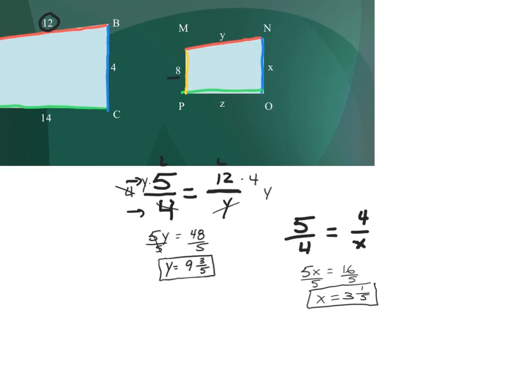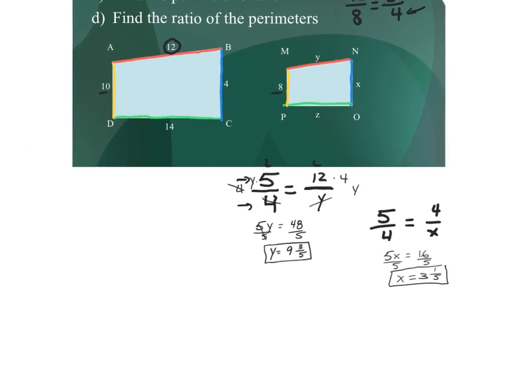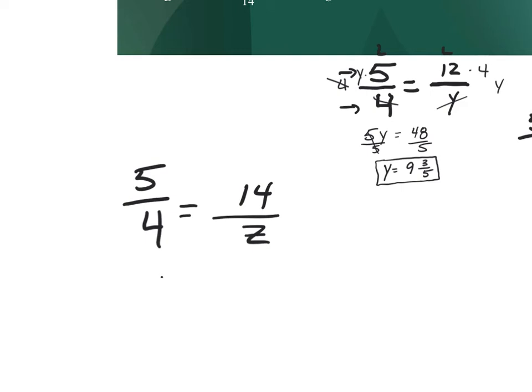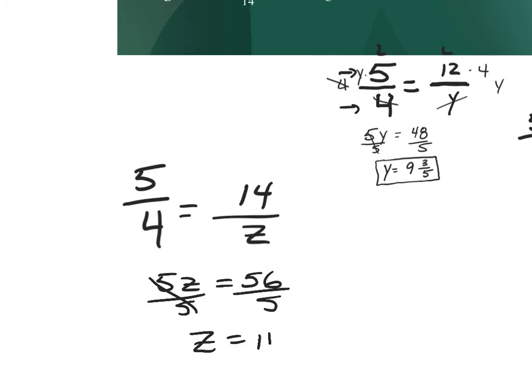So we've got 9 3/5 for y, 3 1/5 for x. Somebody different help me out with z. Yes, sir. Alright, so then you're gonna put 14 over z. And 5/4 equals. Good. We need that 5/4. That scale factor is what's bailing us out here. And cross multiply, so it's 5z equals 56. And we're gonna find z, which is 11 1/5, if I'm not mistaken.